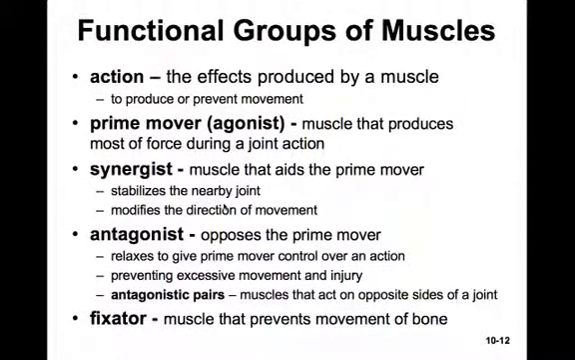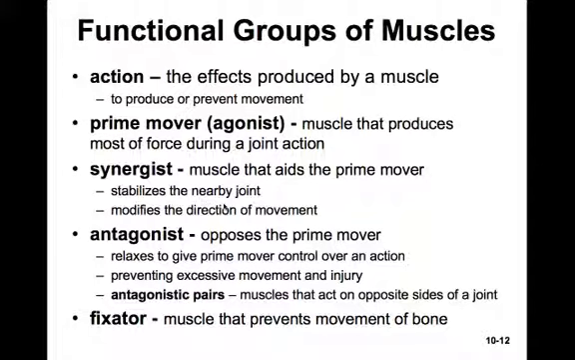The effect that's produced by a muscle, whether it's used to produce or prevent a movement, is called its action. The prime mover is the agonist. It's the muscle that produces the most force during the joint action. Synergists are muscles that aid the prime mover. They could act to stabilize a nearby joint or modify the direction of movement slightly.